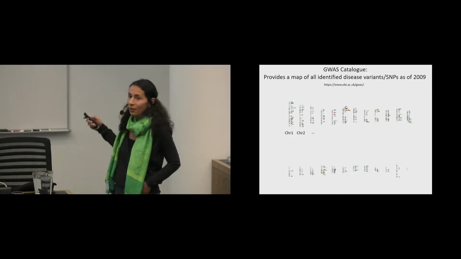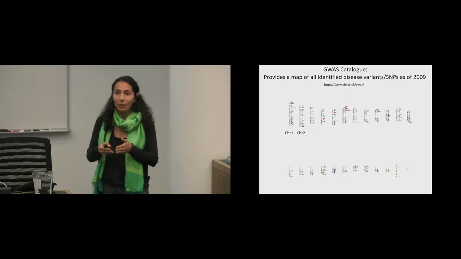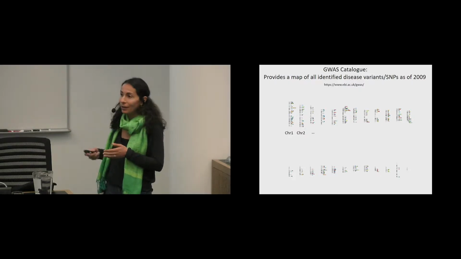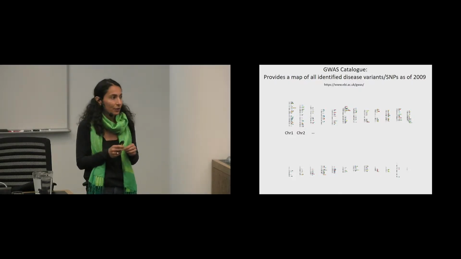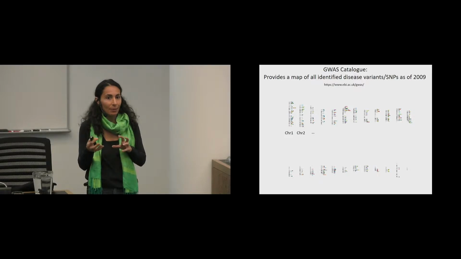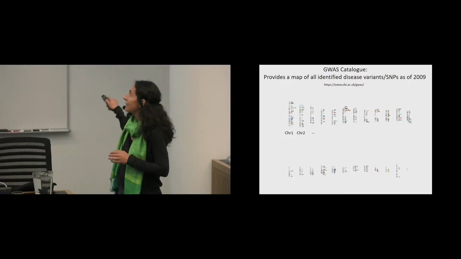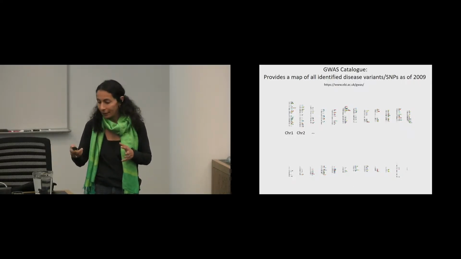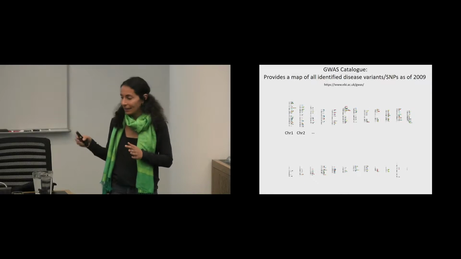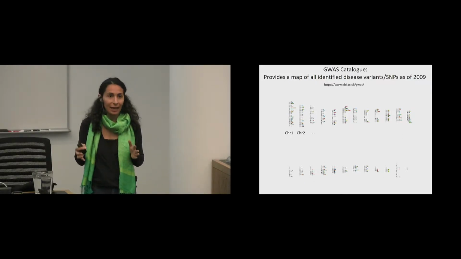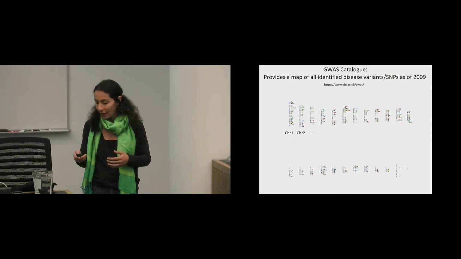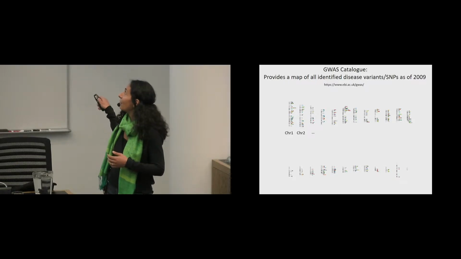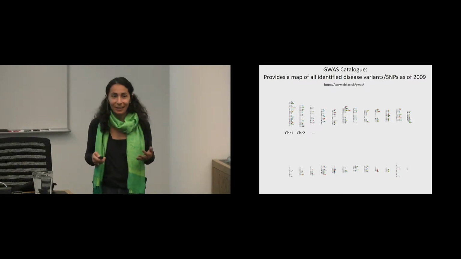And along each chromosome, you have these color-coded points, which are basically SNPs that are associated with different diseases. Each disease is a different color here. And you can say for a particular disease, where are all the SNPs associated with that disease located? There's a lot of data that we can now try to analyze to understand what are the processes behind each disease. So this is the state of the GWAS catalog as of 2009.